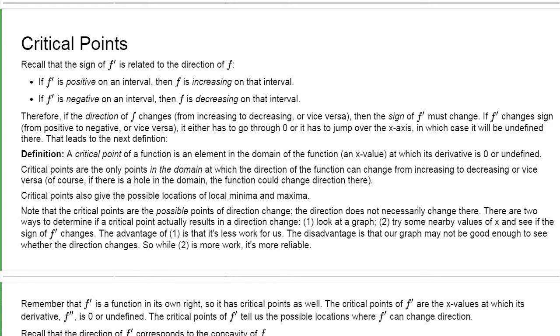1 is sort of less work. You just look at the graph. The disadvantage of the graph is that we're not sure if the graph is good enough to see whether the direction changes. The whole point of this is we're trying to create a complete graph. We don't have that yet. This is all part of the process.